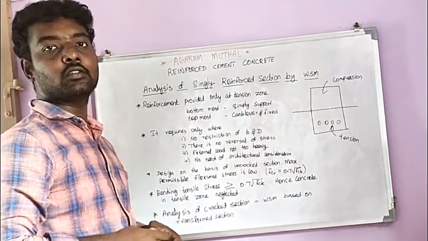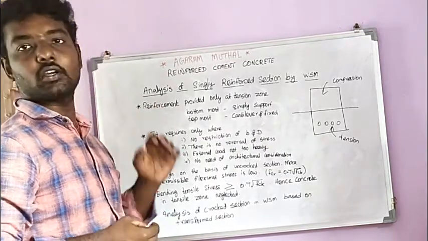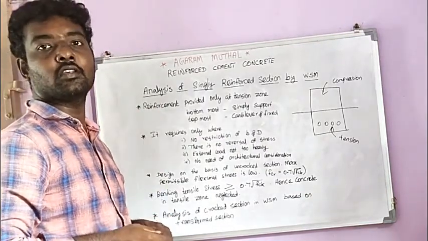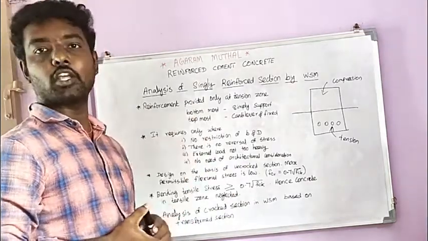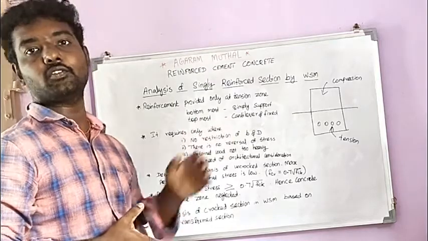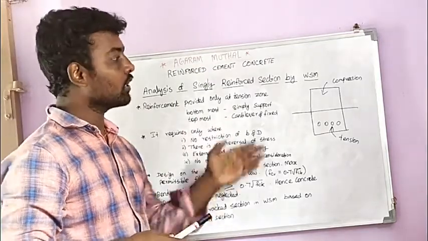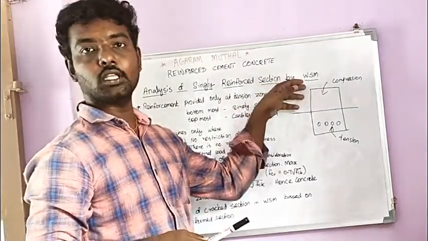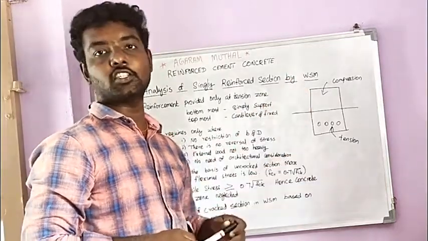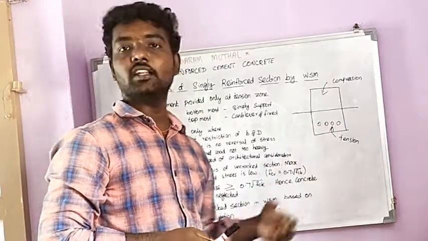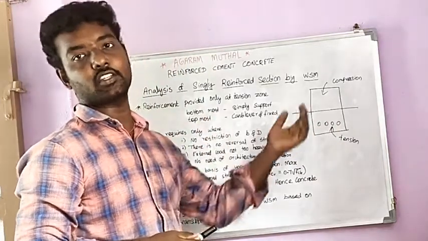This is Aram. In this video, we are going to discuss singly reinforced beam sections using the working stress method. We have already seen that there are two types of sections: singly reinforced and doubly reinforced sections. In a beam we have two zones, the compression zone and the tension zone. The reinforcement provided only at the tension zone is called a singly reinforced section.